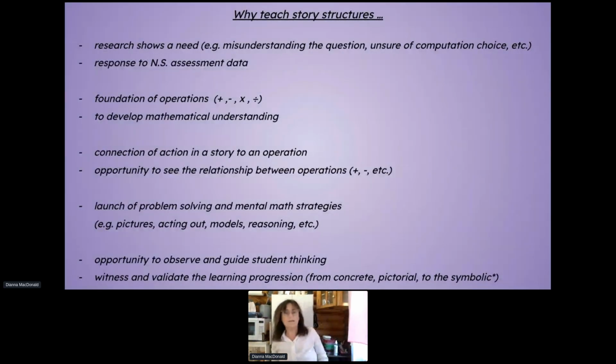So why teach story structures? The research shows a need. Looking at that video, Robert Kaplinski's, you can see that there's a lot of misunderstanding. There's a lot of students just jumping to number crunching. They're unsure of even computation choice. And we do see that in our Nova Scotia assessment results as well. It's those multi-level, higher thinking questions that students often struggle with, and we can call them story problems if you wish.